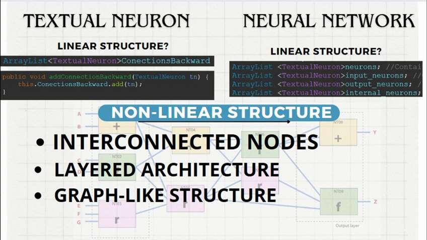But we are clearly also talking about non-linear structures, since we have interconnected nodes: neural networks involve connections between nodes, creating a network structure that is inherently non-linear. We also have a layer architecture, as the presence of layers, in this case input, internal and output, contributes to the non-linear organization of neural networks. And the final reason is the graph-like structure. Neural networks can be conceptualized as a directed graph where neurons are nodes and connections are edges, reinforcing their non-linear nature.